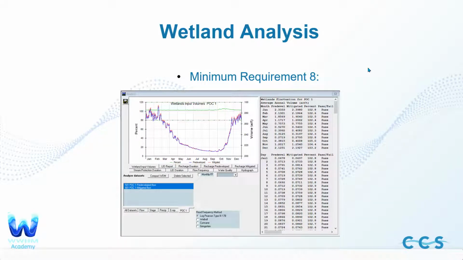And then for minimum requirement number 8, for wetlands, this is a graph showing different wetland input volumes for your pre-developed, and then now your developed scenario for your wetland input volume, showing that it is within that plus or minus 15%. Maybe for different jurisdictions it could be different, but I'm familiar with plus or minus 15% for wetland input volumes to allow that to pass. It's really going to depend on your jurisdiction as well, though.